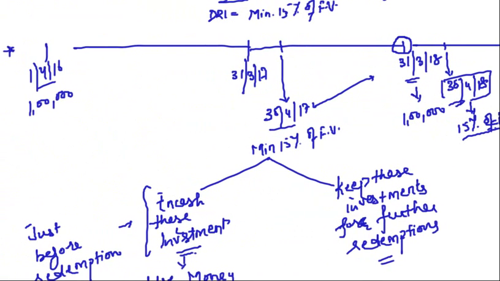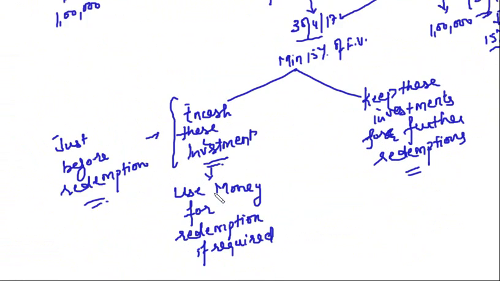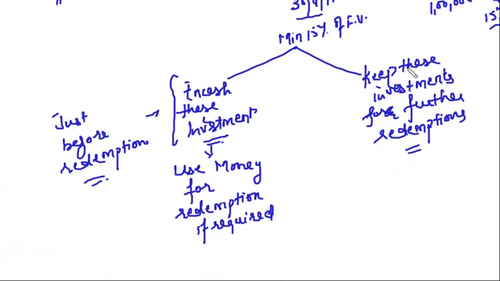Clear? So basically there are two alternatives. One is encashment, the other is to keep these investments for further redemption. In most cases, you will encash the investments just before the redemption. We'll discuss more about this when we do the practical problems. You will get more clarity on how we invest in the specified securities, and then how we are encashing these investments.